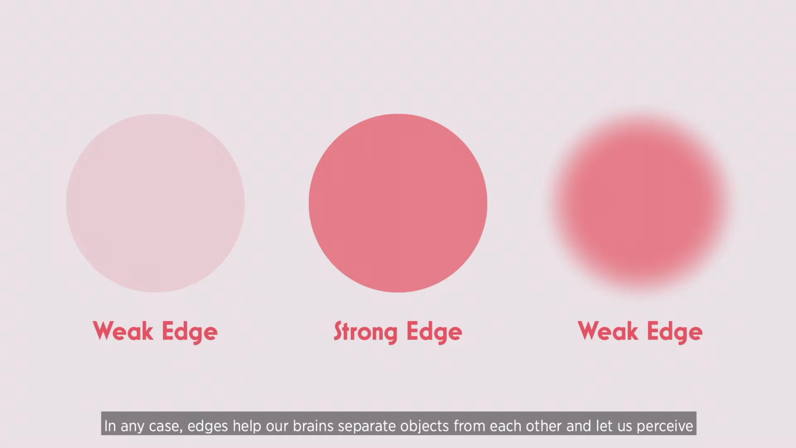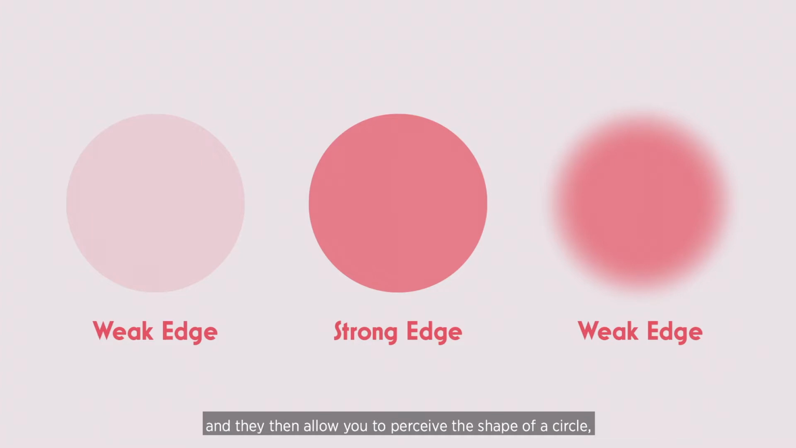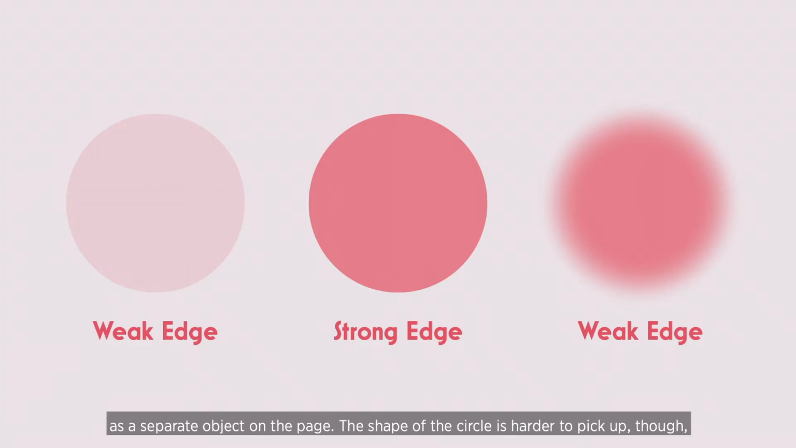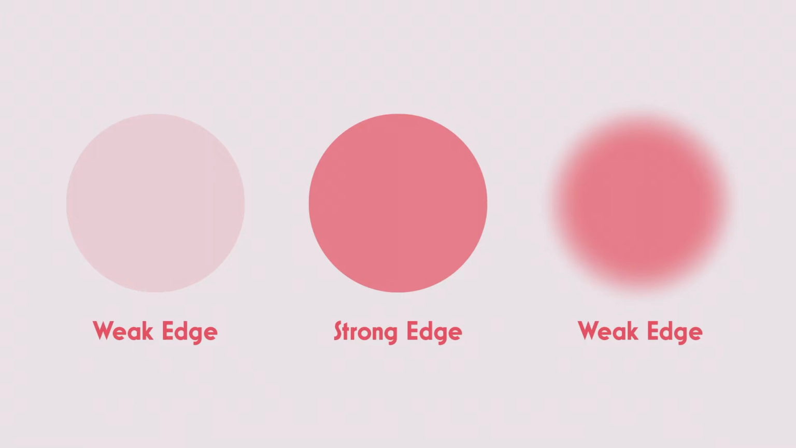In any case, edges help our brains separate objects from each other and let us perceive their shapes. In fact, I recall reading once that our brains even have special cells that detect edges. So, in this example, the sudden shift in color sets off those edge-detecting cells, and then they allow you to perceive the shape of a circle as a separate object on the page. The shape of the circle is harder to pick up, though, when its color is closer to the background, or it's softly blended with that background color.